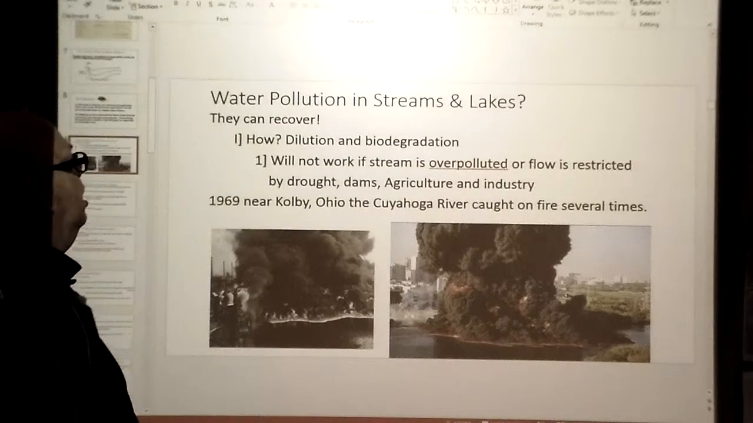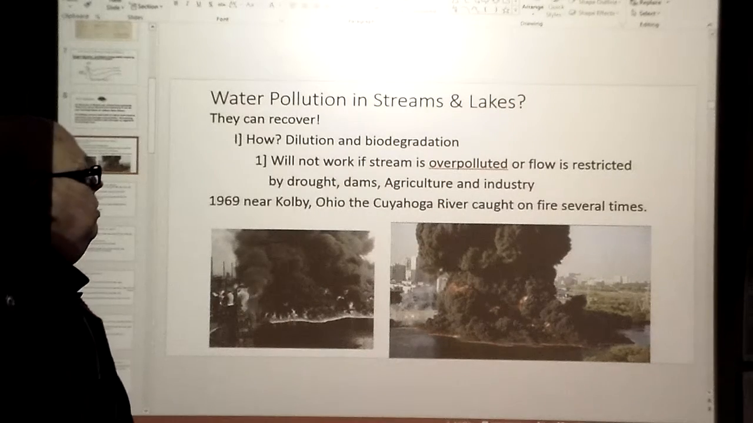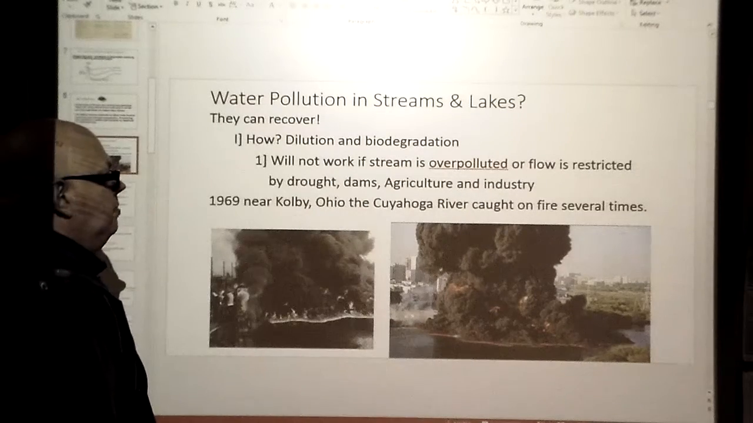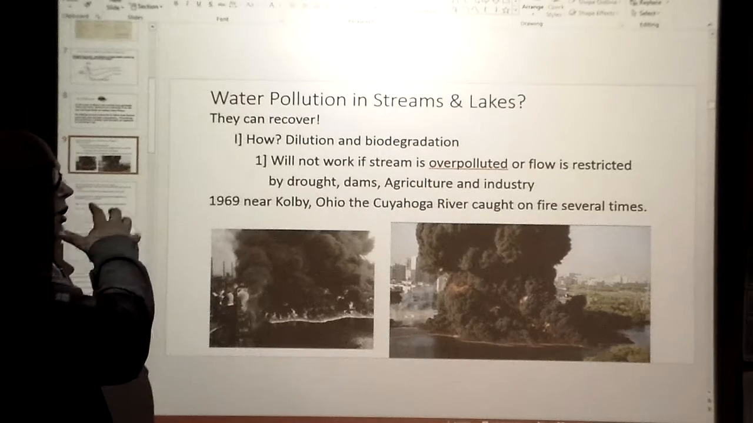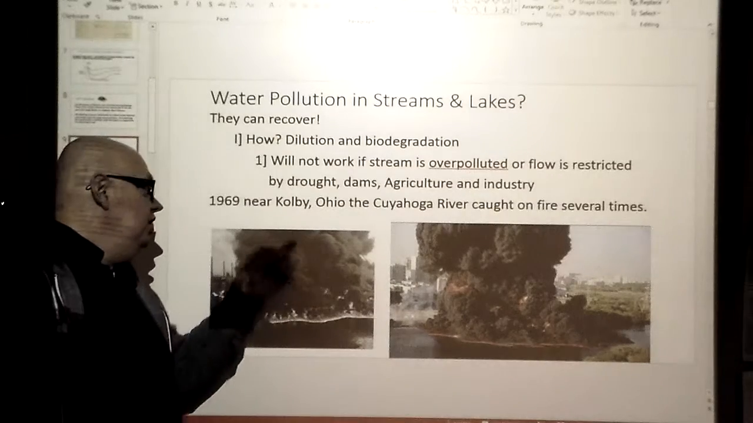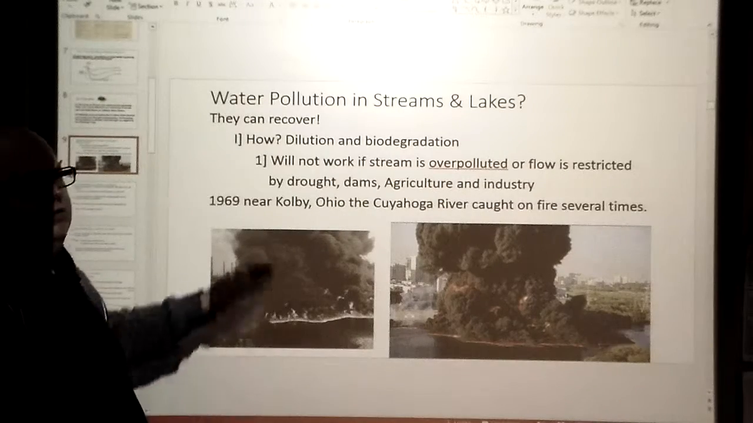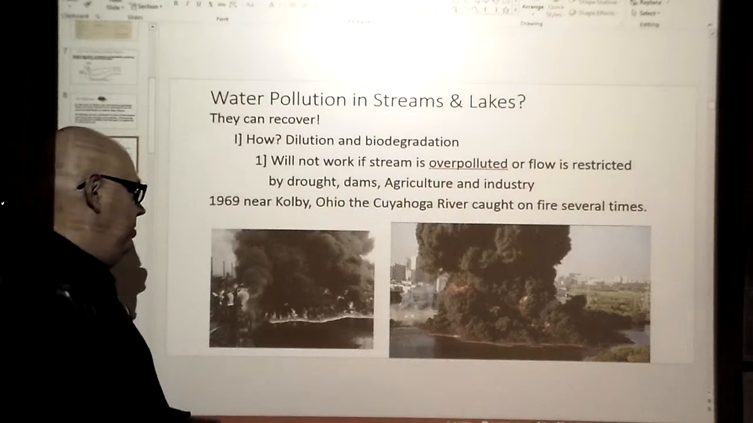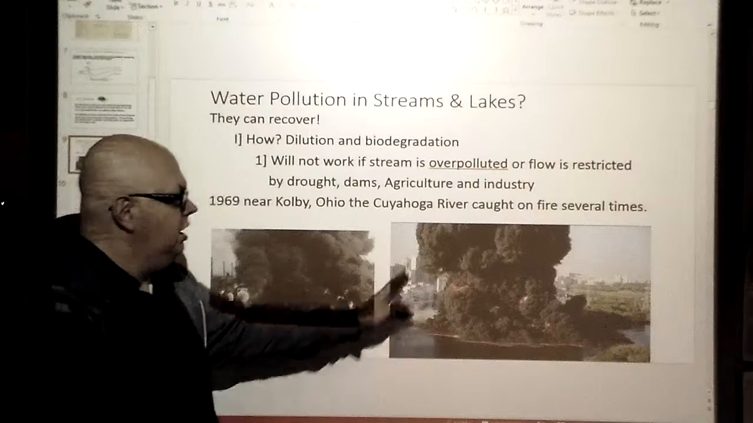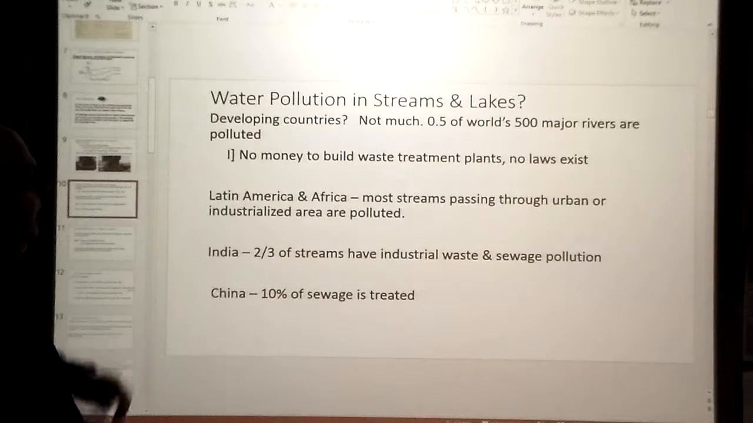We talked about water pollution in streams and lakes, how they can recover. Okay, how do they do it? Dilution and biodegradation. The problem comes down to if you overload it. It's not going to work if it's overpolluted or the flow is restricted. In 1969 near Colby, Ohio, the Cuyahoga River caught on fire several times. There is no town of Colby, Ohio. But this is the actual photo in 1969. Here it's the black and white, and here is the color. So you can see the difference. And really nasty stuff there.